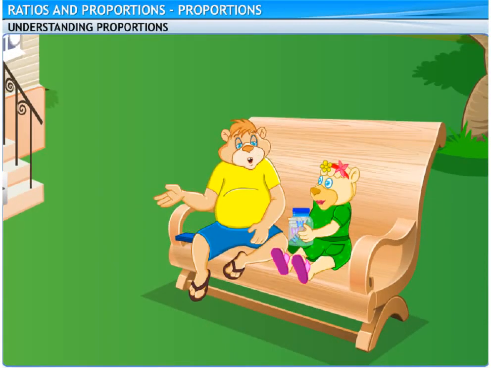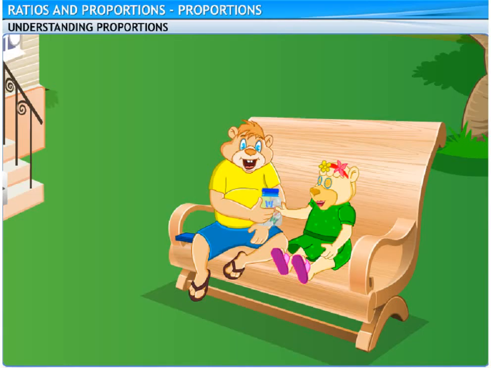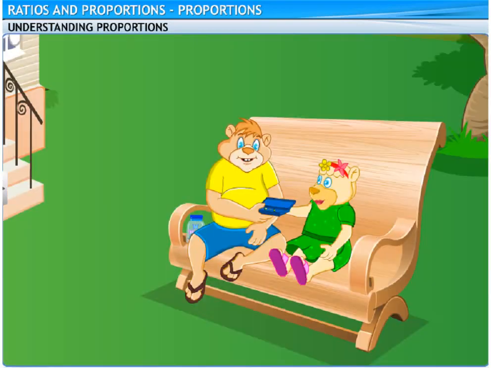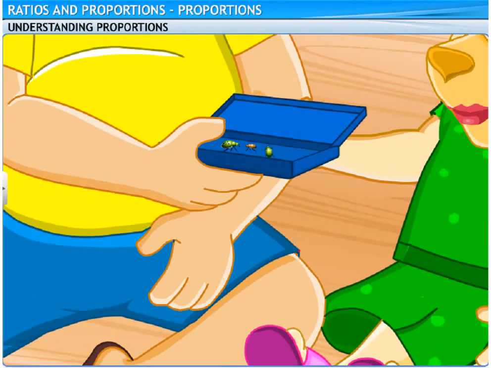Shelley, why don't we exchange our pets? You give me some of your butterflies, and I'll give you some of my beetles. Okay, Tammy. I have 15 butterflies in all, but right now I have only 5 in my jar. Aha! I have 9 beetles in all, but right now I have only 3 in my box. So I'll give you 3 of my beetles.